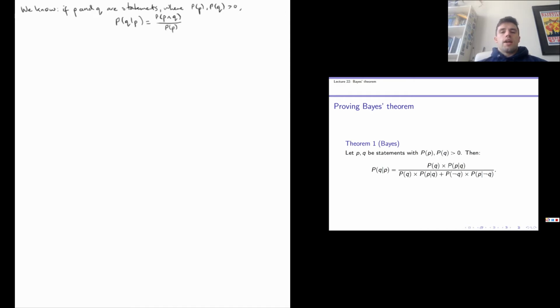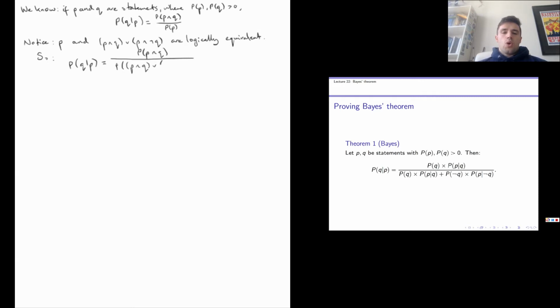First thing we notice is that P is logically equivalent to the complex statement P and Q or P and not Q. This, of course, can be checked using truth tables, and since those two statements are logically equivalent, they are assigned the same probability. So substituting the complex statement in for P in the denominator, we see this, that the probability of Q given P equals the probability of P and Q over the probability of P and Q or P and not Q.